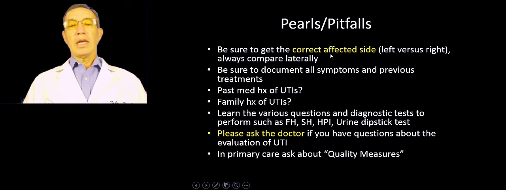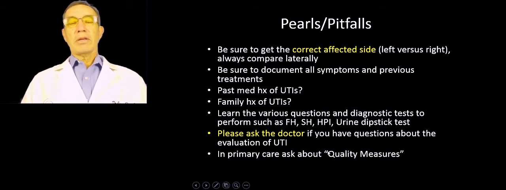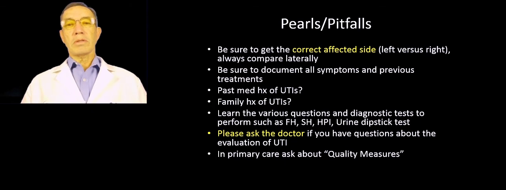If there is any laterality to their symptoms, get the correct patient side. Again, get the correct patient side. Really focus on getting that correct. Be sure to document all symptoms, previous history or family history, and please don't hesitate to ask your doctor if you have questions about the UTI. And also, if in primary care, make sure you also ask about quality measures. When was their previous colonoscopy, mammogram, pap smear, those sorts of things that will get good quality scores.